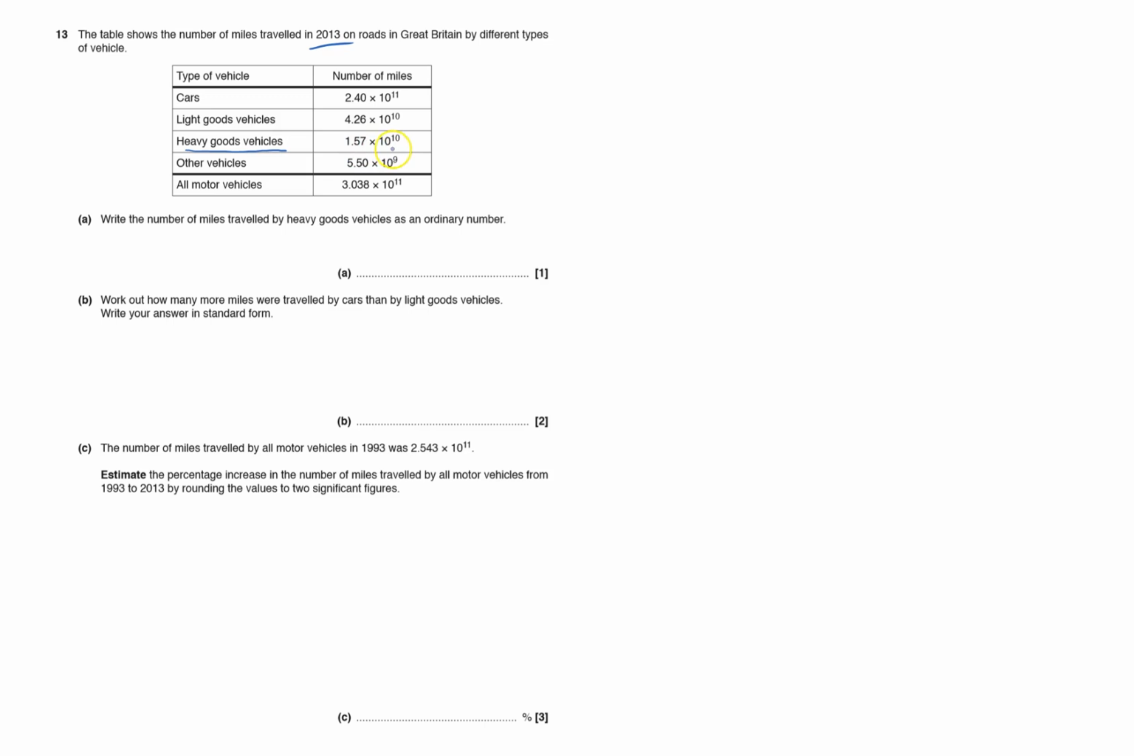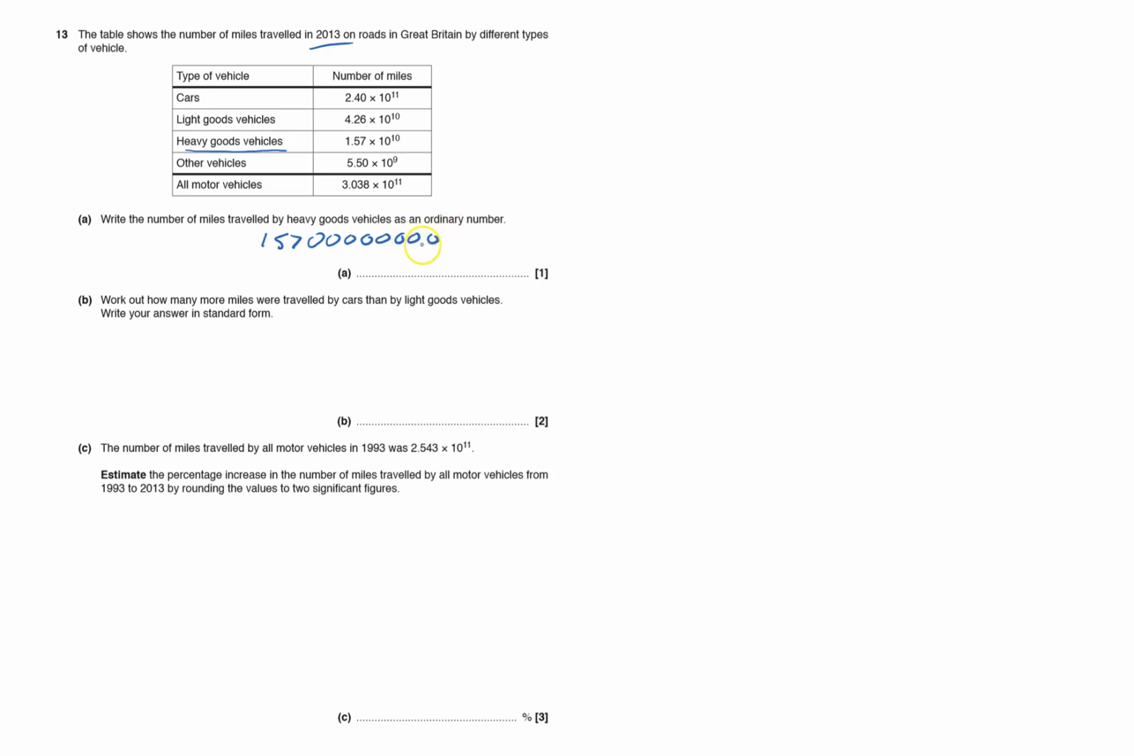So 1.57 times 10 to the power of 10. That means I've got to do 1.57 and times it by 10 ten times. So if I times it by 10 twice, that'll give me 157. So I've got 157. That's times it by 10 once, twice, and I've got 8 more to do, so I need to add 8 zeros. 1, 2, 3, 4, 5, 6, 7, 8.